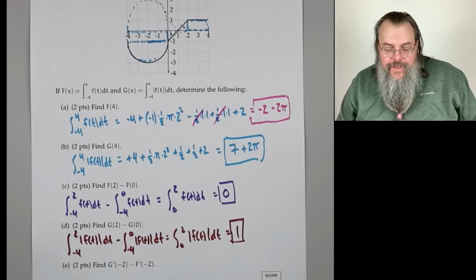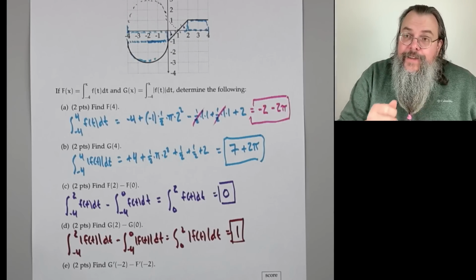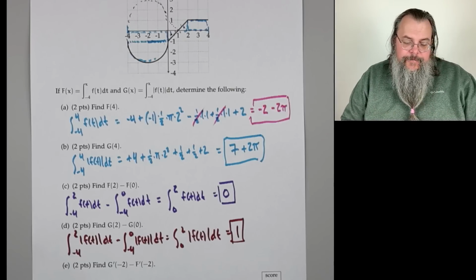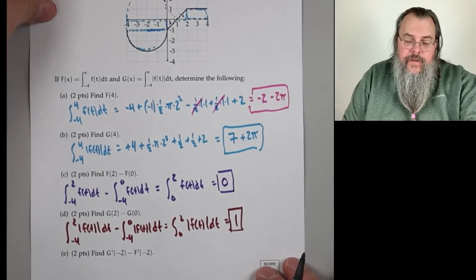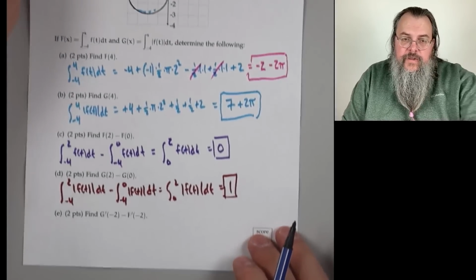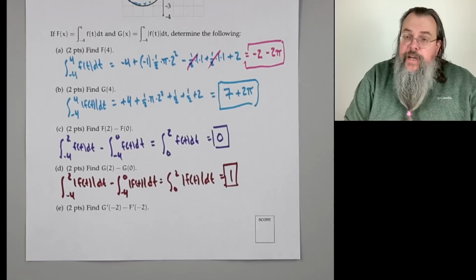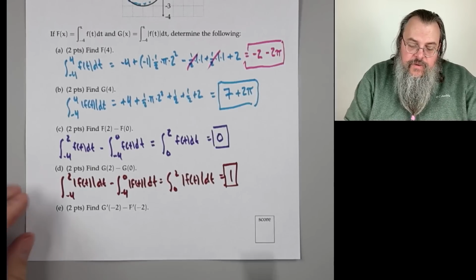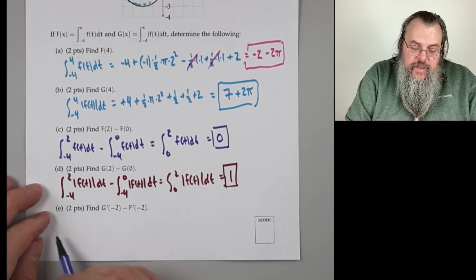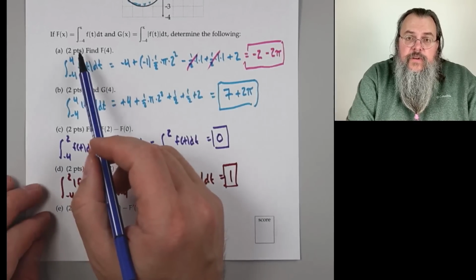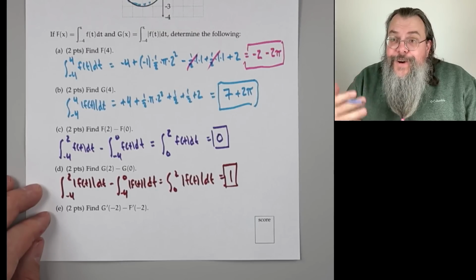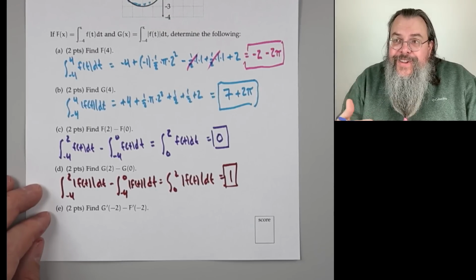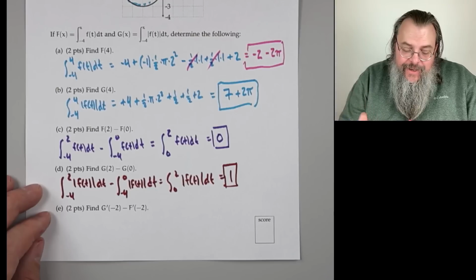All right, good. Now, our last piece. And this one, well, it's a little different because it involves a derivative. So we have g prime of minus 2 minus f prime of minus 2. Now here's the thing to remember. When we do a derivative of an integral, what happens? Well, we have something fun, very fundamental, the fundamental theorem of calculus.